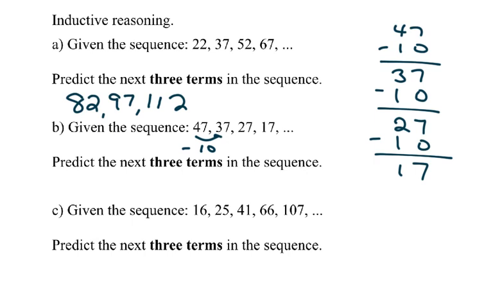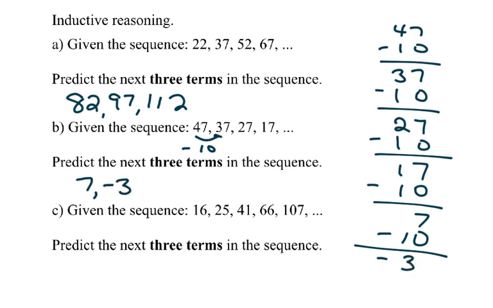Let's do the next three. 17 minus 10 gives us 7. 7 minus 10 gives us negative 3. And negative 3 minus 10 gives us negative 13. And so the next three terms in the sequence are 7, negative 3, and negative 13.